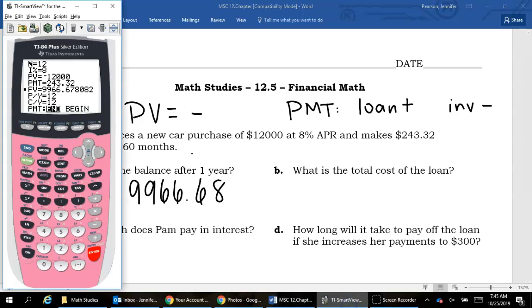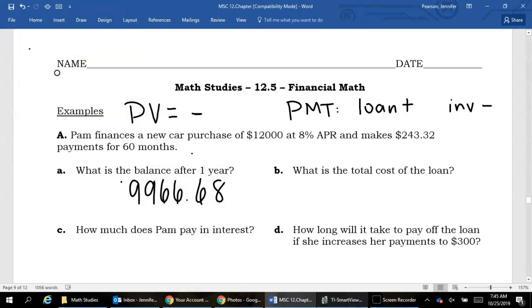Make sure I got that right. 996668. What is the total cost of the loan? This was a formula from a couple lessons ago to calculate total cost. We would take the repayments times the principal value. I think I just wrote principal before, but I'll go PV to match our calculator.